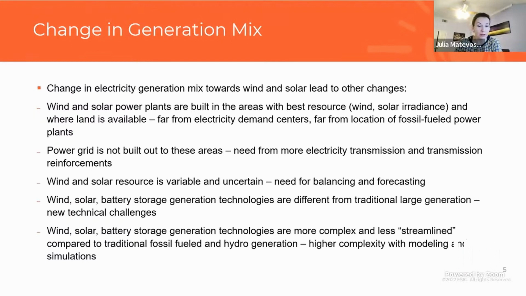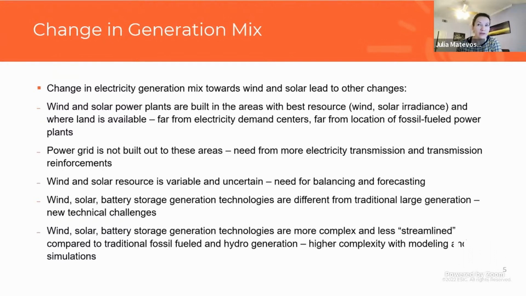The power grid normally is not built out to these areas. So it's usually either relatively weak, so there will be just a few links, or there is no power grid at all. And so there is a need for more transmission, and where there is transmission, there is a need for transmission reinforcement to allow connection of these wind and solar resources.